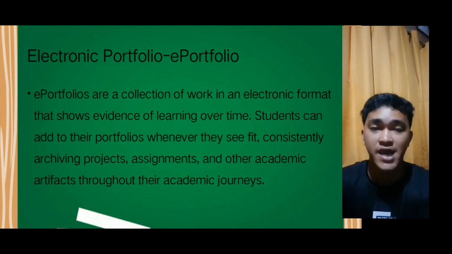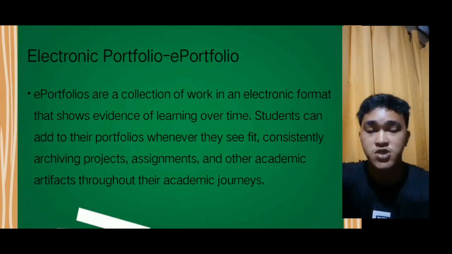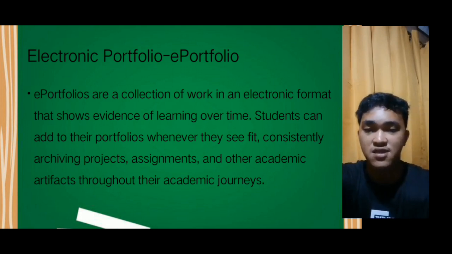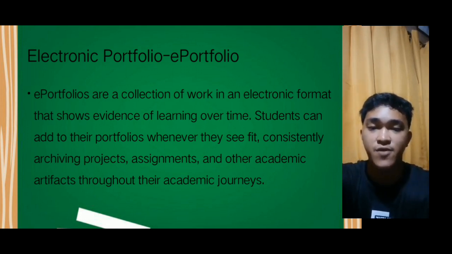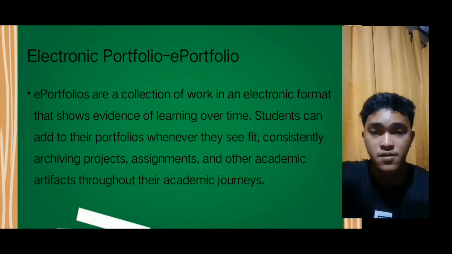Now we have here the electronic portfolio, also known as e-portfolio. E-portfolios are collections of work in an electronic format that shows evidence of learning over time. Students can add to their portfolios whenever they see fit, consistently archiving projects, assignments, and other academic artifacts throughout the academic journey.